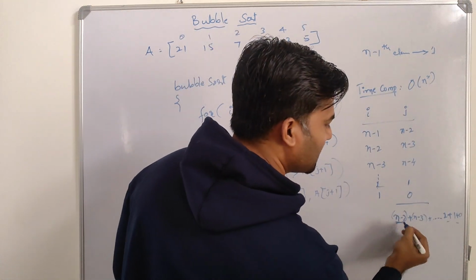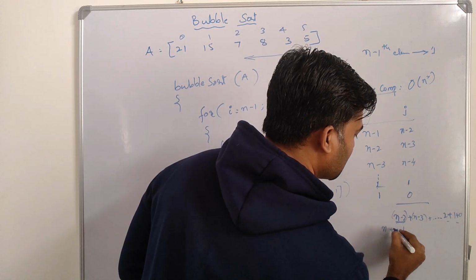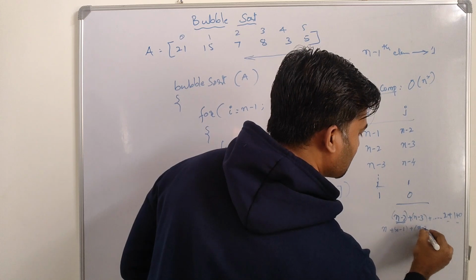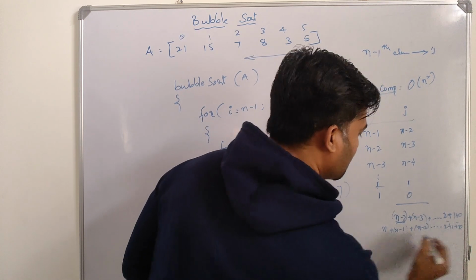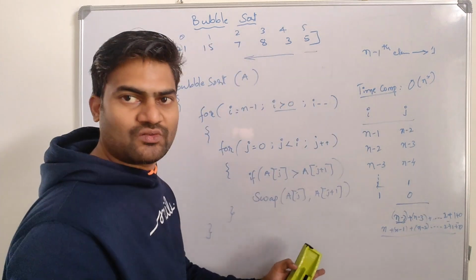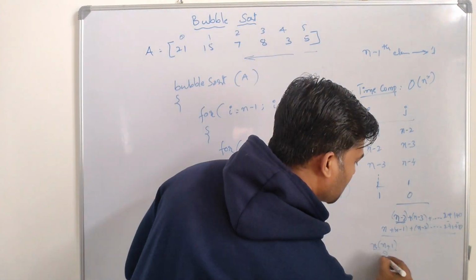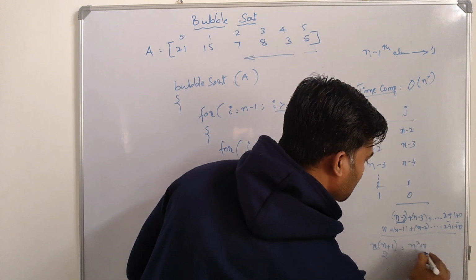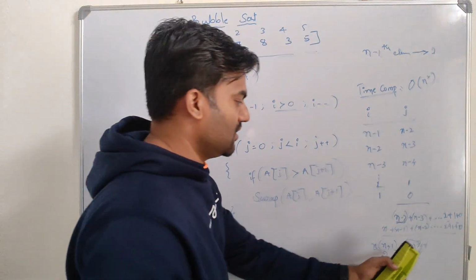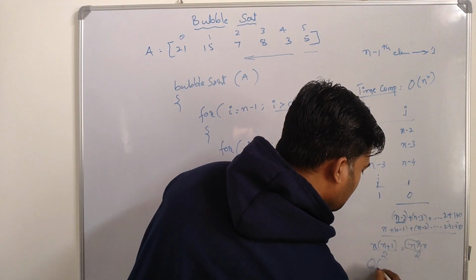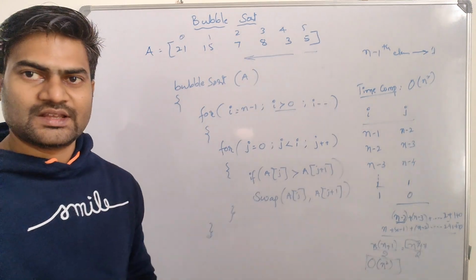Let us assume it is starting from n, then n minus 1, then n minus 2, for convenience. So basically this is the sum of n natural numbers, which will be n into n plus 1 divided by 2, that is equal to n square plus n divided by 2. We consider the highest degree polynomial term. So that is why it is of order n square.